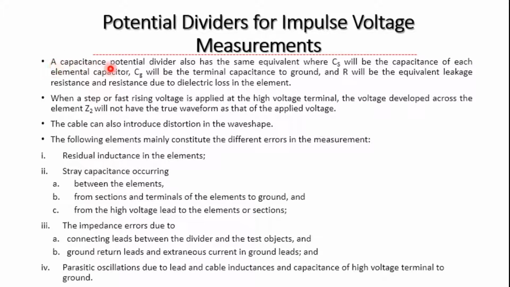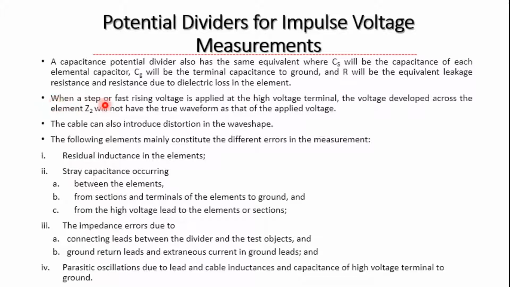Then a capacitance potential divider also has an equivalent circuit. CS is the stray capacitance, and CG is the terminal capacitance to the ground, that is, the ground capacitance. R is the equivalent leakage resistance, and the reactance is due to the dielectric loss in the element, that is, the R, L and C values.